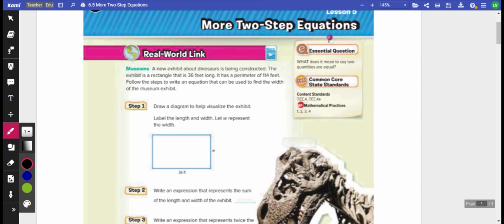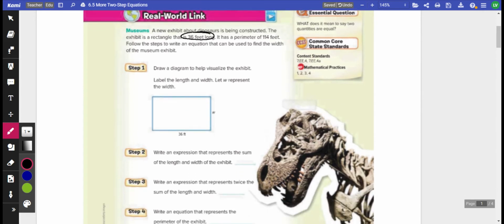So first you would want to draw a diagram to help visualize the exhibit. Then label the length and the width. Let W represent the width. The length we know is 36 feet long. So that's the reason why we have 36 feet and W. So we're going to write an expression that represents the sum of the length and the width of the exhibit. So that's W plus 36.